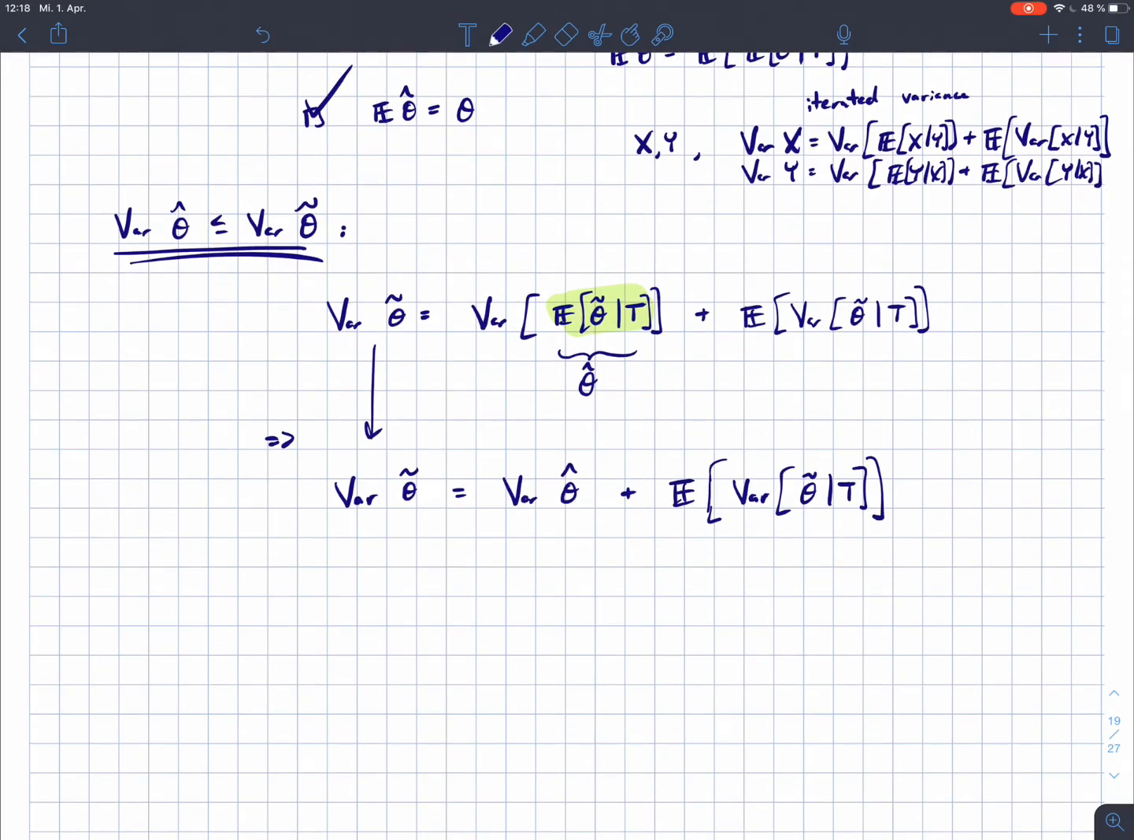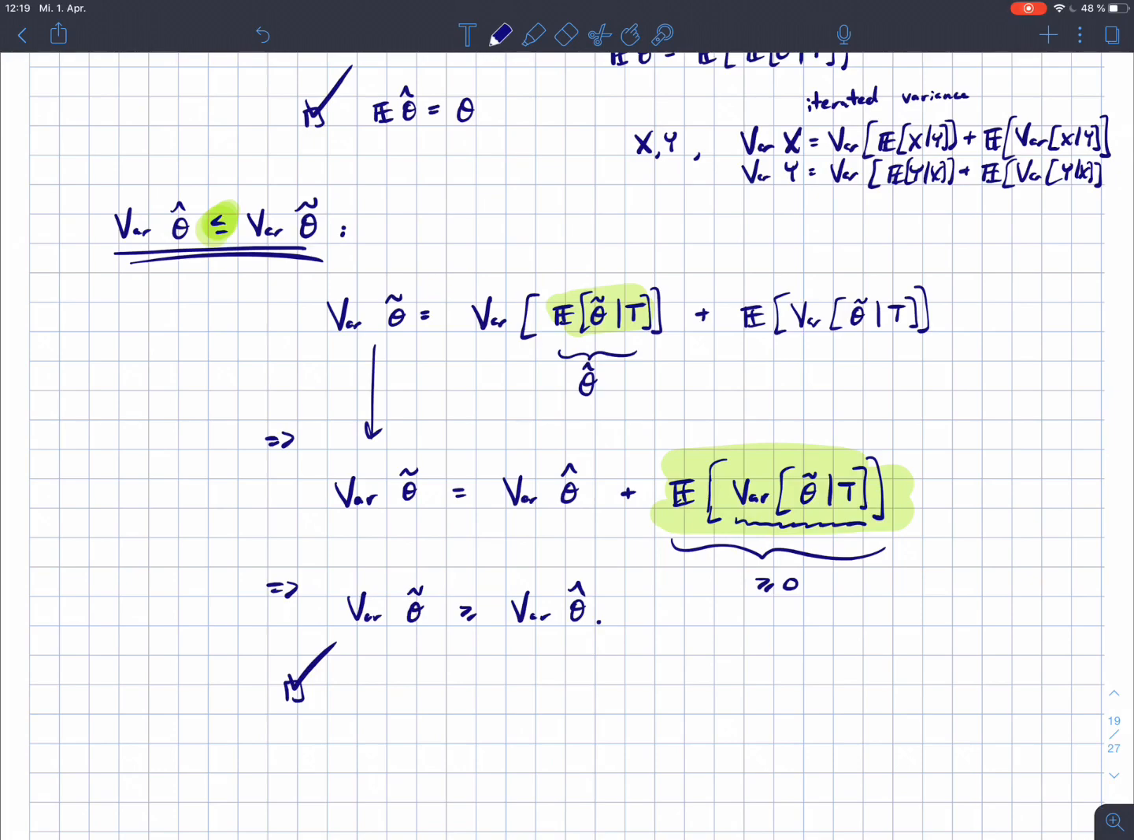Now to finish the proof, we just need to make this inequality appear. And we can do that by noting that this thing, being the expected value of a variance, has to be greater than or equal to 0, because a variance is always 0 or greater. And so the expected value of something which is 0 or greater has to be 0 or greater. So it must be that the variance of theta tilde is greater than or equal to the variance of theta hat. Okay, so we've proven the Rao-Blackwell theorem.